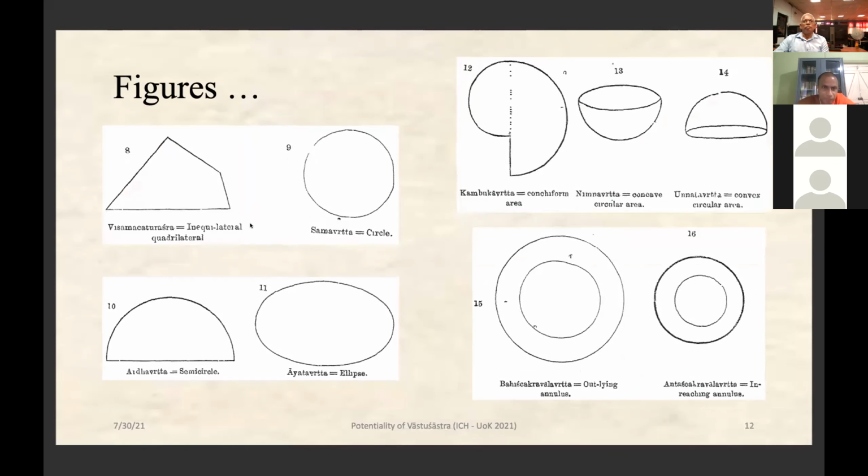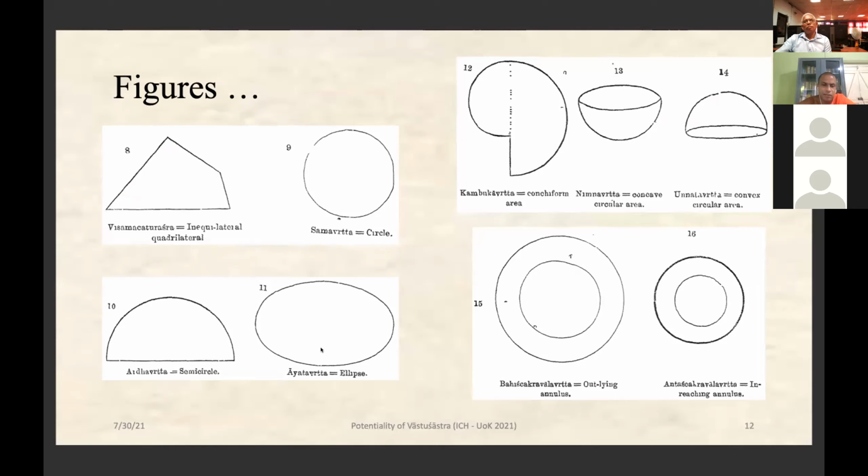And these are circulars. This is the last quadrilateral, and this is a circle which is called Samavrutta, and Ardha Samavrutta, and Ayatavrutta, which is the ellipse. These are different types of circle according to Patiganita and Ganitasara Sangraha. In other texts as well, we see these different categories.